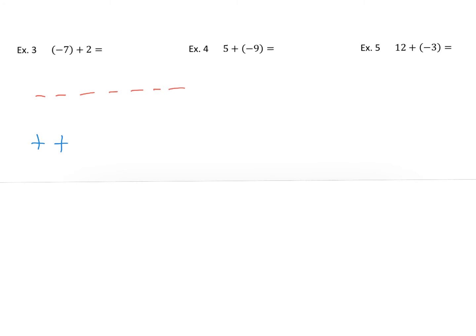1 positive will cancel out with 1 negative. So this positive will cancel out that negative. This negative will cancel with that positive. And then I should have my remaining answer. I see I have 1, 2, 3, 4, 5. And it's negatives, so that will be -5.